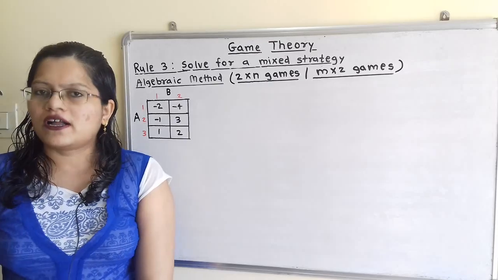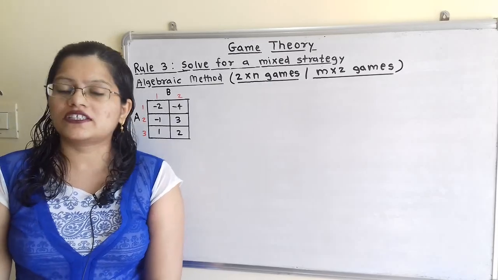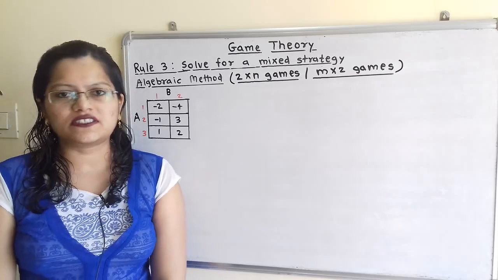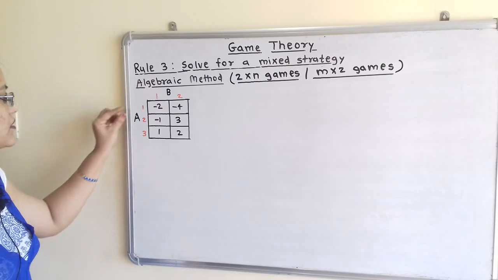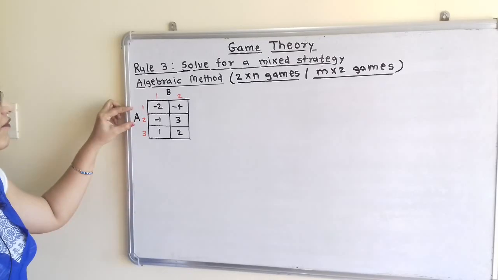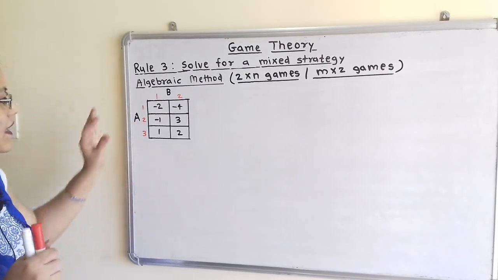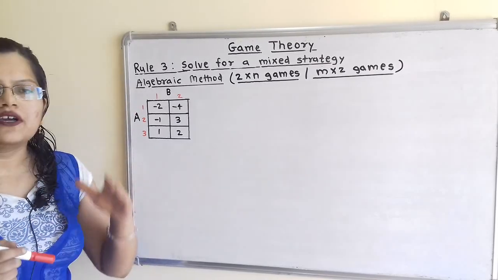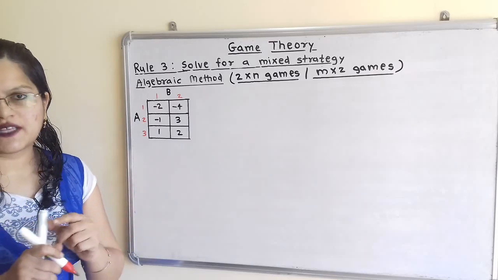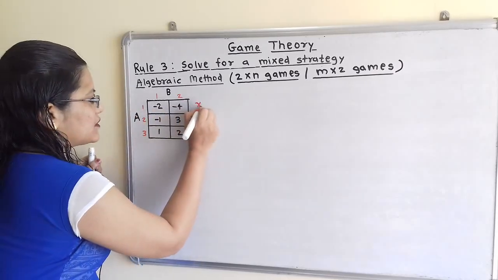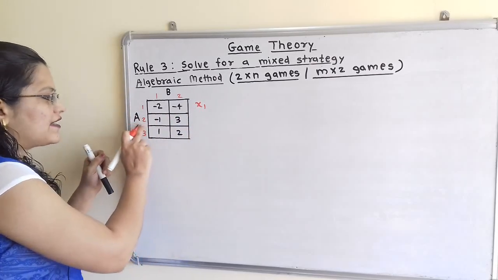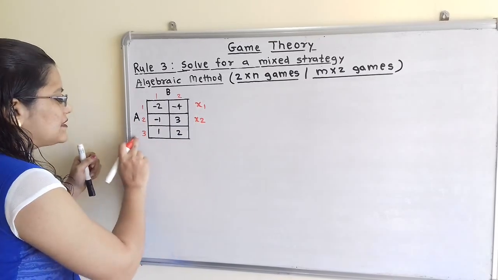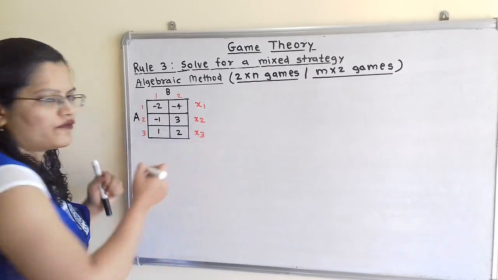Now according to the algebraic method, we first have to assign the portion of time, or we can say frequency, for each strategy. First we will apply the frequency for player A. Player A should play strategy 1 for x1 portion of time. This x1 is also known as frequency, so I will write here x1. Player A should play strategy 2 for x2 portion of time. Player A should play strategy 3 for x3 portion of time.